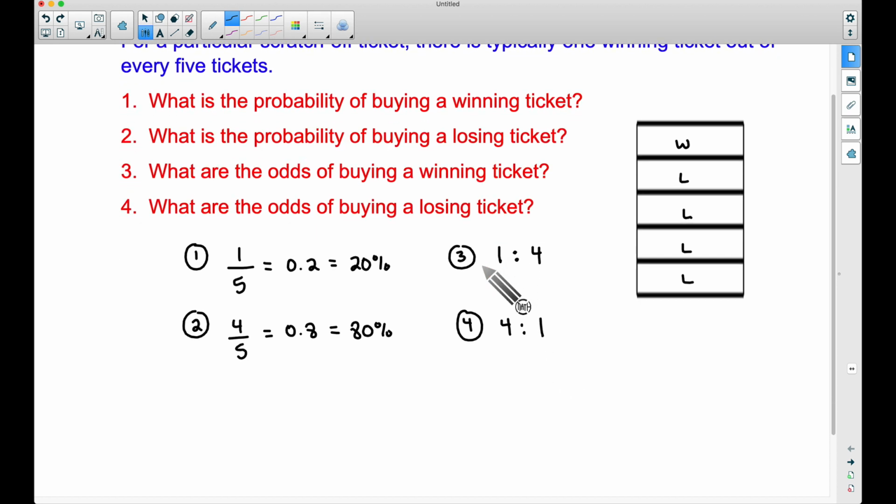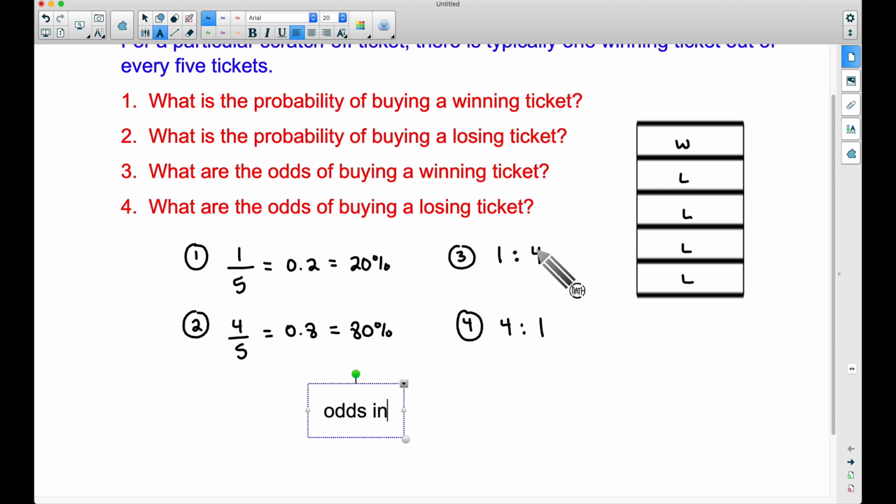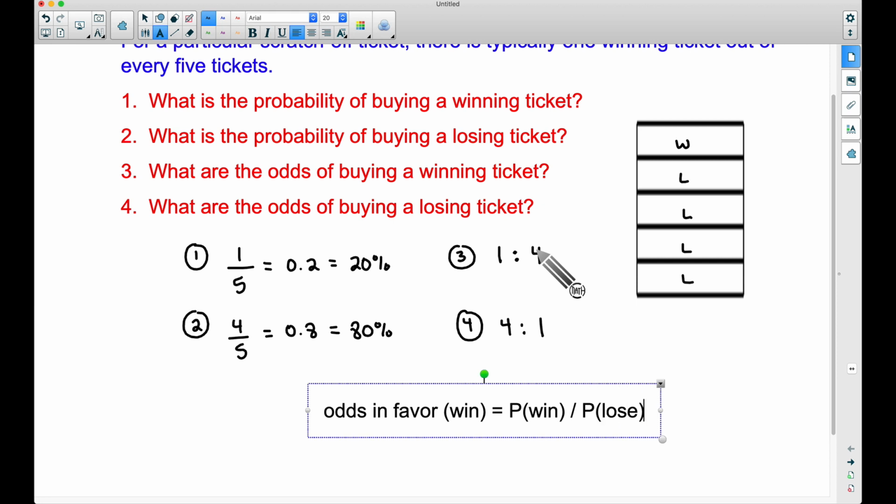Now with all that set aside, there are some formulas that we can use to find the odds, and typically you will see this written as odds in favor, and that just simply means the odds of us winning, buying a winning ticket. And what we want to do there is take the probability of us buying a winning ticket and divide it by the probability of us buying a losing ticket. So the odds in favor, we take the probability of us buying a winning ticket, which is this 20%, the 1/5, the 0.2, whatever you want to use there. And then we divide it by the probability of us losing, which is that 4/5, that 0.8, that 80%.